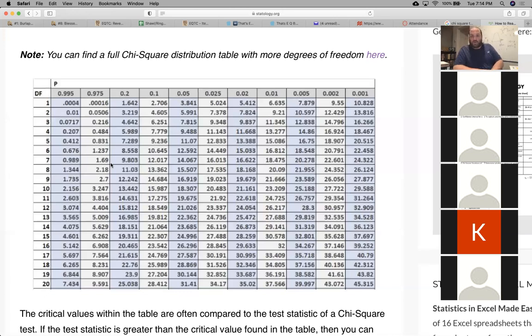R is the number of rows and c is the number of columns. So in my data, how many rows do I have? 5 rows. So R is 5. And how many columns do I have? 4 columns. So 5 minus 1 is 4, 4 minus 1 is 3. 4 times 3, we have 12 degrees of freedom. So the number of degrees of freedom is 12.